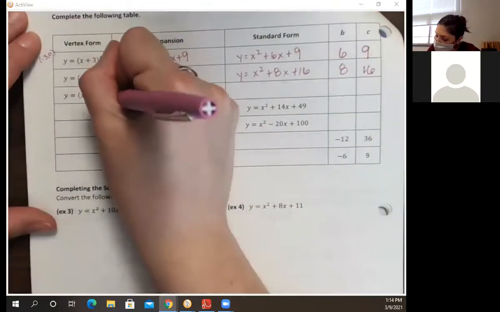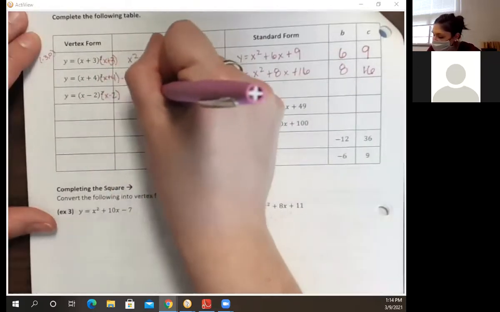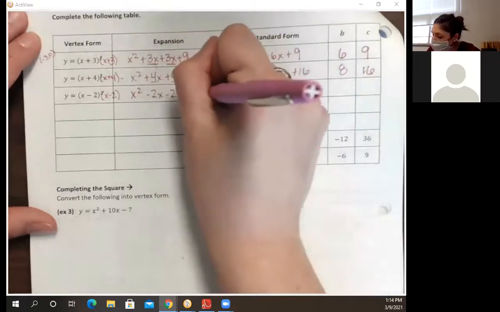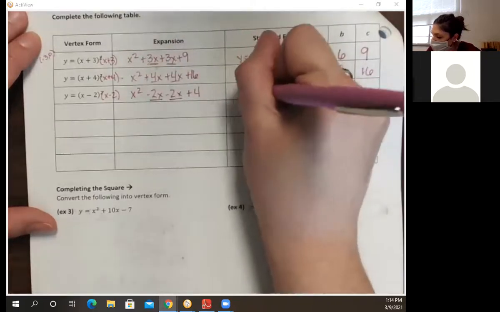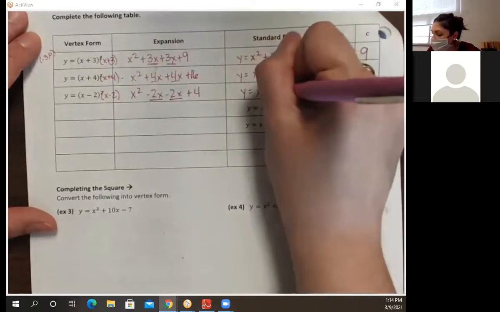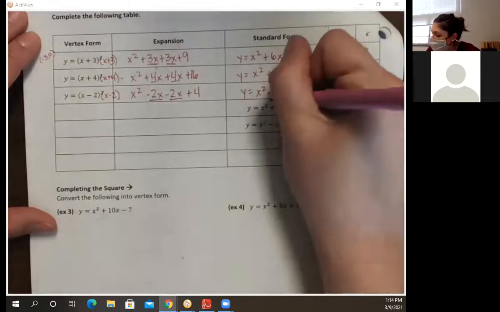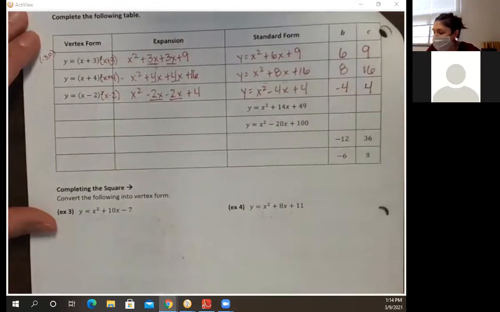And for x minus 2, this would be x squared minus 2x minus 2x plus 4. Combine our like terms, and we have x squared minus 4x plus 4. Our b value is negative 4. Our c value is positive 4.